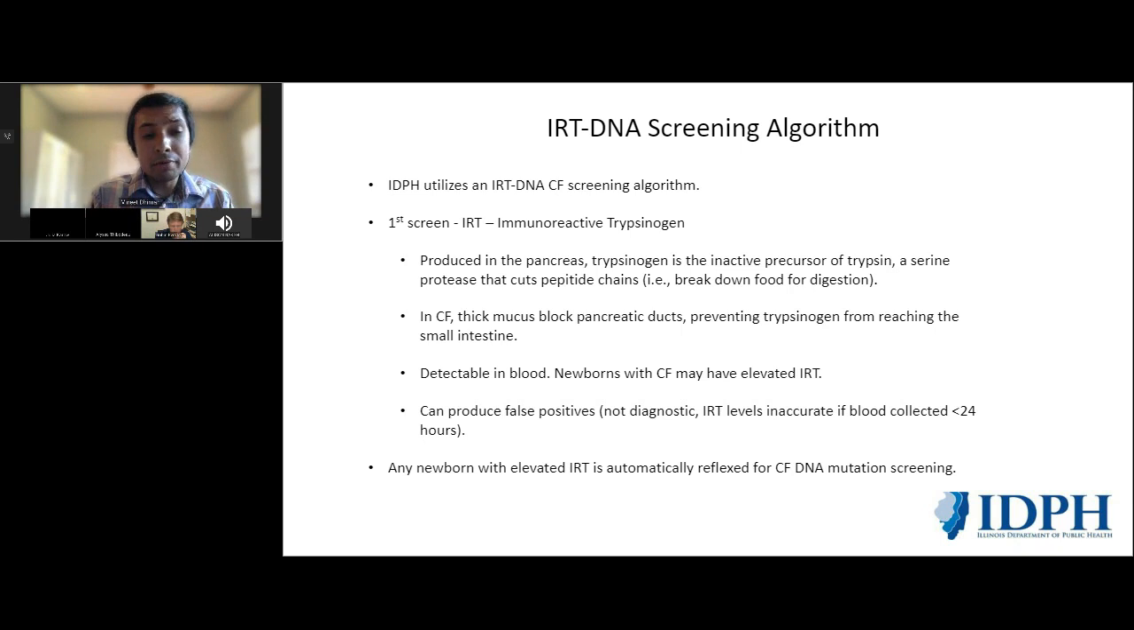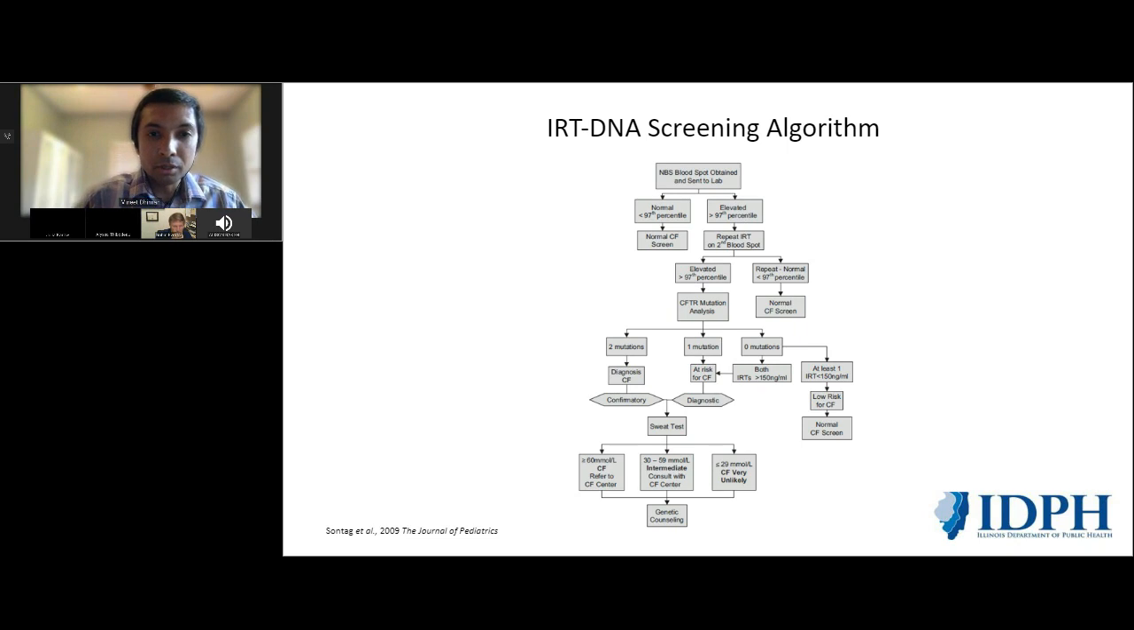However, for all other babies that we screen post 24 hours, any newborn with elevated IRT, and by elevated IRT we typically look for any IRT levels that fall in the top 4% of values for that given day, is automatically reflexed for CF DNA mutation screening. This is an example of your traditional IRT DNA screening algorithm for CF screening, where the newborn blood spot is collected and sent to the laboratory for testing. If it falls below the 97th percentile or 96th, each state has slightly different criteria for what they use as IRT positive.